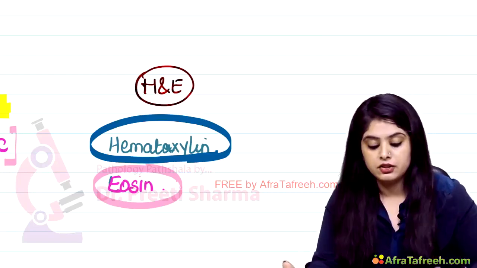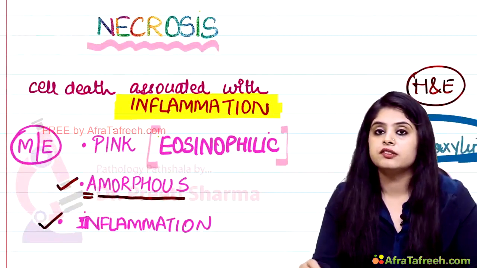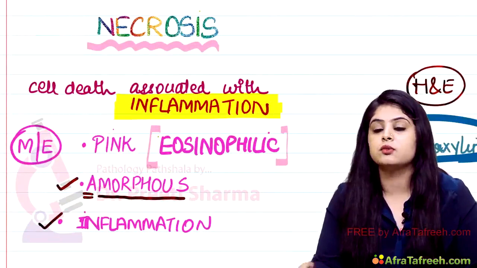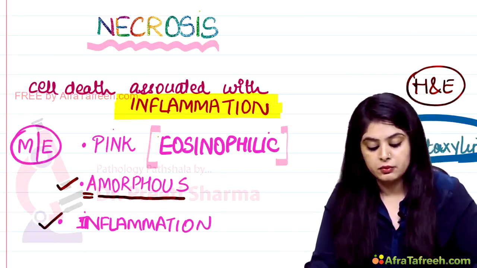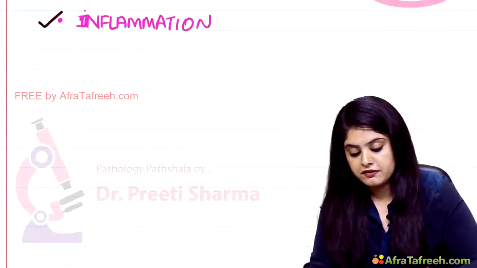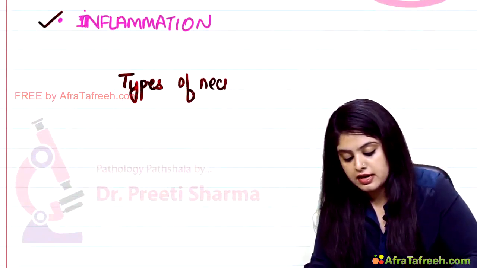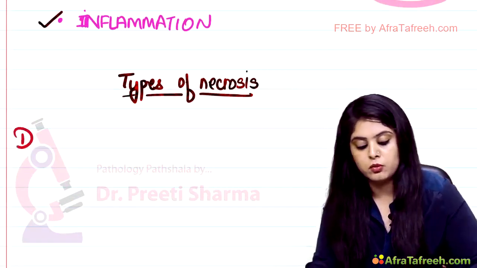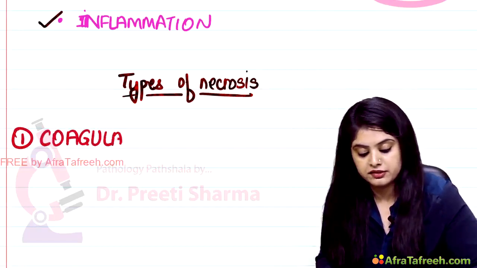Now with this collateral knowledge, let's return back to what we were doing, that is necrosis. Now necrosis is something that is going to be pink. So now you can safely say that necrosis is the one that is going to be eosinophilic. It will take up the pink stain, that is eosin. Now, having discussed the basics, we can now go on to the favorite question with all examiners, that is types of necrosis. And the first type of necrosis that we will discuss is also the type which is the most common type, and that is coagulative necrosis.